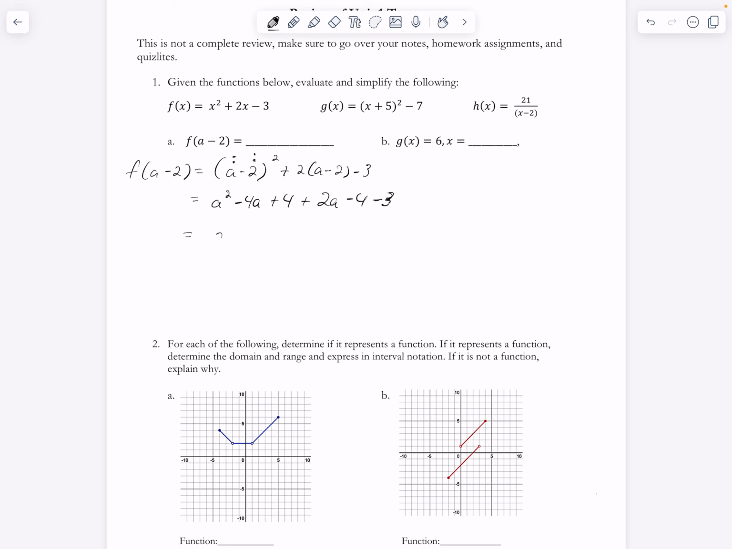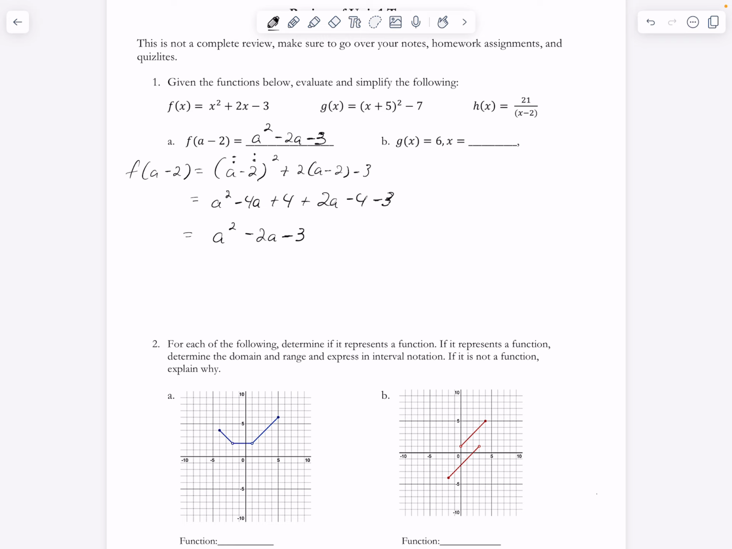All right, getting my like terms together, I have negative 4a plus 2a, which is negative 2a. 4 minus 4 is actually 0, so just bring down the minus 3. So the answer here is going to be a squared minus 2a minus 3. All right, let's move to the next one.